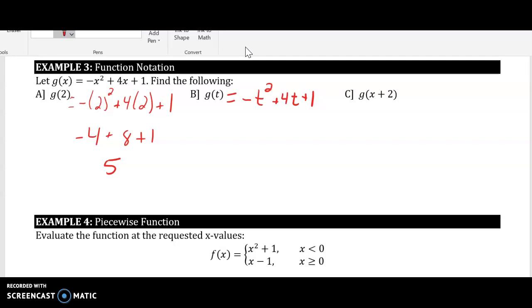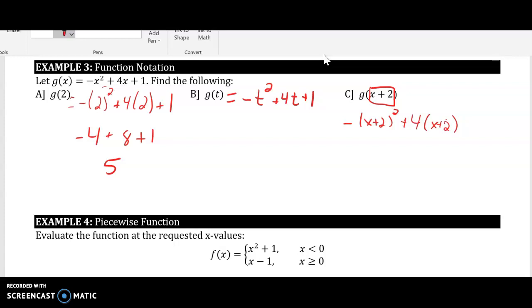Over here, we're going to have a little bit more work to do in letter C. So everywhere we see an x, we're going to plug in x plus 2. So we're going to have negative x plus 2 squared. Again, I know there was an x over here, but just like we replaced this x with a t in letter B, this x is getting replaced with the whole thing of x plus 2. So that's why it has to be in parentheses, because you got to square that whole thing. And it's going to be plus, we had a 4 there, and then I got to have an x plus 2 where I used to have an x.